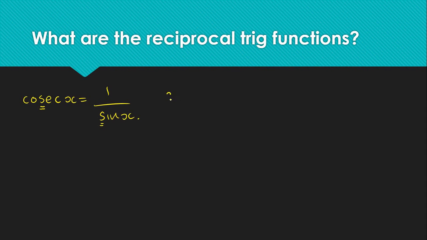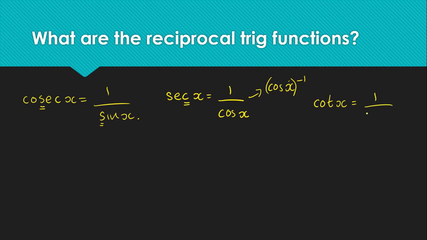If we've got sec of x, again, third letter is C. In this case, this is going to be 1 over cos of x. Again, that's just a reciprocal of cos x, isn't it? That is the exact same as cos of x, all raised to the power of -1. And then you've got cot x, which is equal to 1 over tan of x.